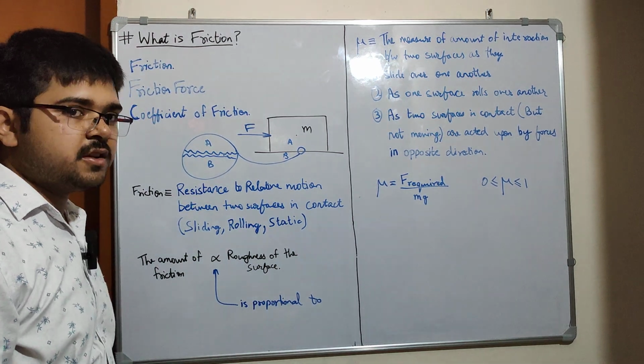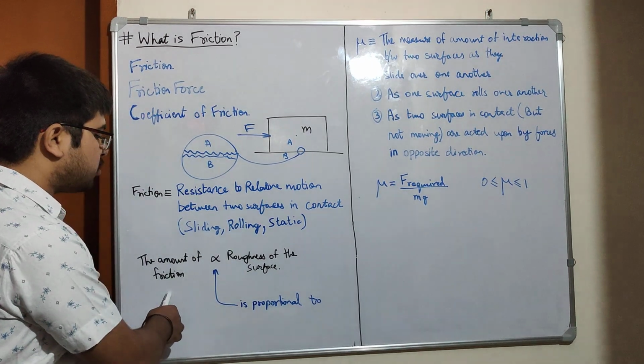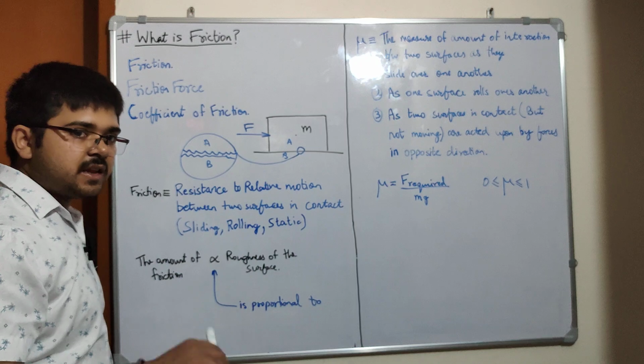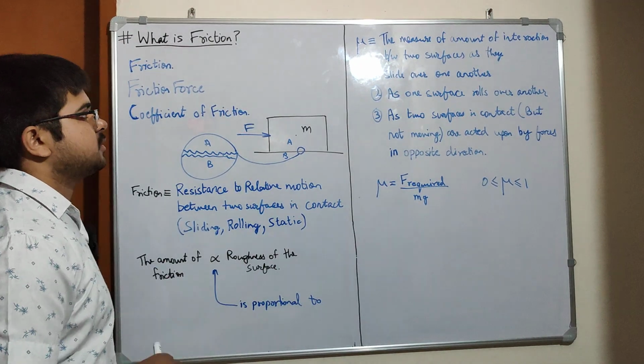So the amount of friction is proportional to the roughness of the surface. If the surface roughness is more, then friction for the surface will be more, and if the surface roughness is less, then the amount of friction would be less.